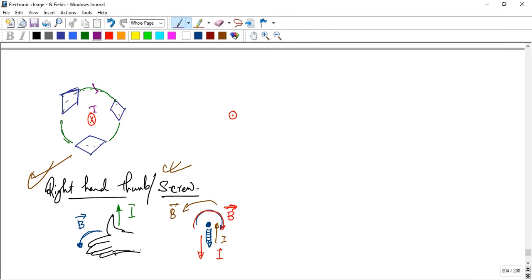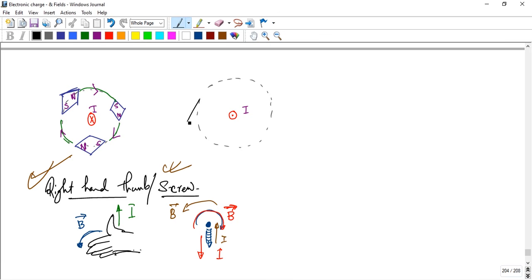So there is a clockwise direction. Or put a thumb here: the thumb represents the current I into the wall or into the whiteboard, and rotating that, we get a clockwise direction. That's very important. So here is the north pole, here the south pole, the south, that's the north. Clear?